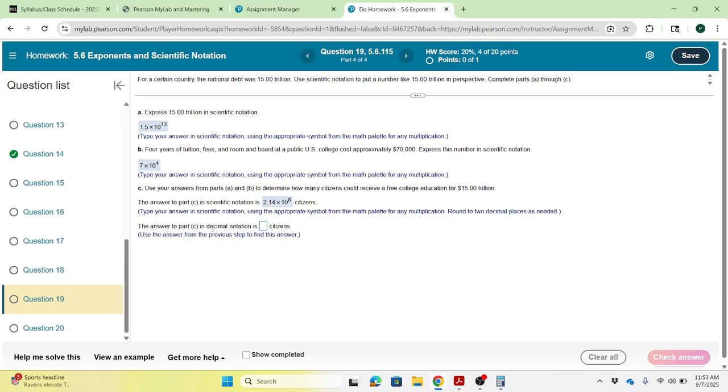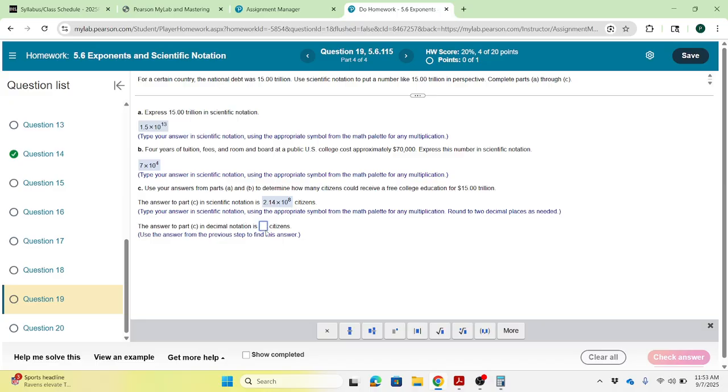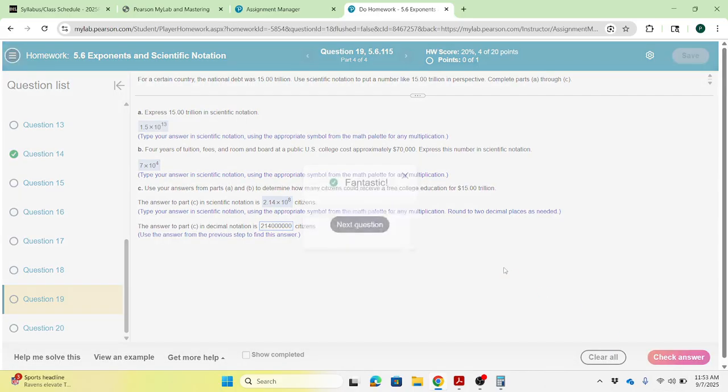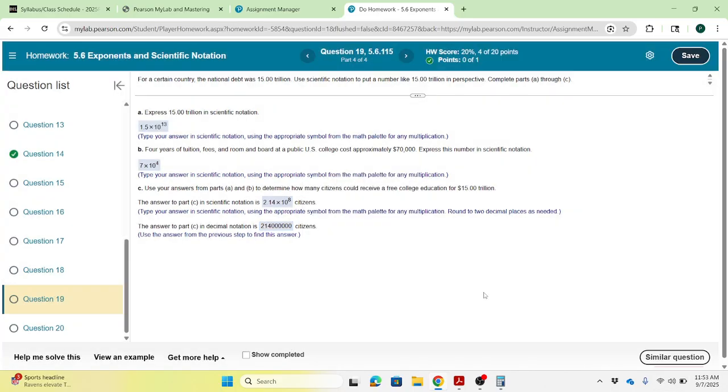The answer to part C in decimal notation, you just want to write down 2.14 and move this decimal 8 places to the right. If I move it 2 positions, then for the rest of the positions, because there are no digits, you have to put extra zeros. 1, 2, 3, 4, 5, 6 digits, and then 2 digits, so altogether it's 8. Okay, that's all for this section.